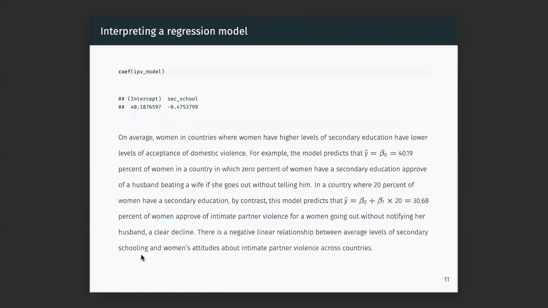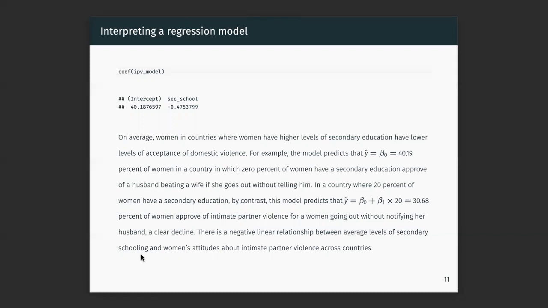So again, I assume that you thought about this as you worked through the homework in terms of interpretation. But what I like to do for interpretation, and this is something we're going to pick up on today, is to talk about the meaning of the parameters in terms of the outcome and in terms of the predictor. So rather than just saying beta 0 is 40.2, beta 1 is negative 4.8, I want to interpret it in terms of secondary education and toleration for domestic violence, because that's what we're interested in. So I want to say when a country has no secondary schooling, my model says this is going to be the proportion of the population that tolerates domestic violence.